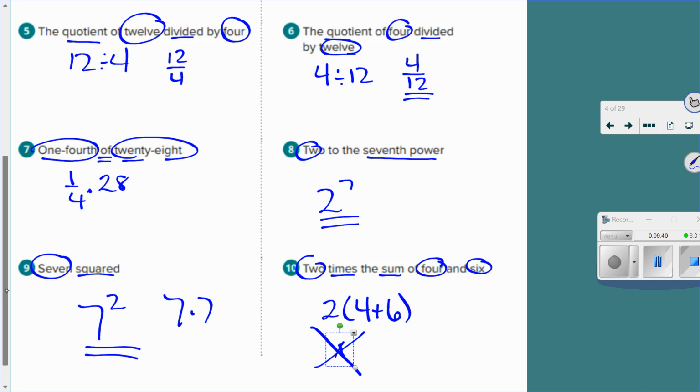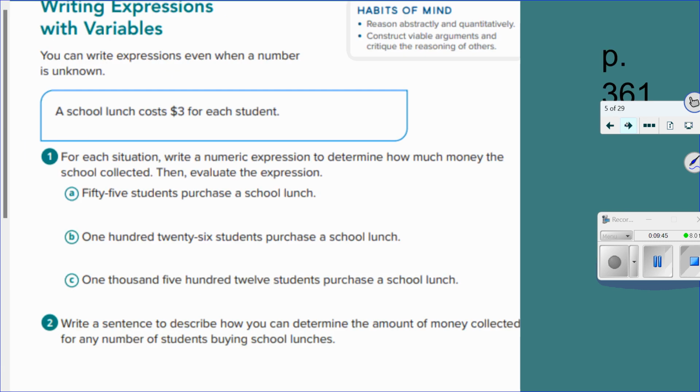Okay, let's go to 361. A school lunch costs $3 for each student. For each situation, write a numeric expression to determine how much the school collected, then evaluate the expression. So there's 2 parts. Part 1, I'm going to write an expression. Second part, I'm going to then evaluate or solve it. Okay? So we'll do one together, just to make sure everybody understands what we're doing.